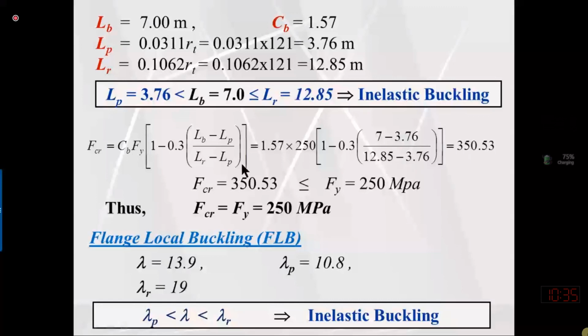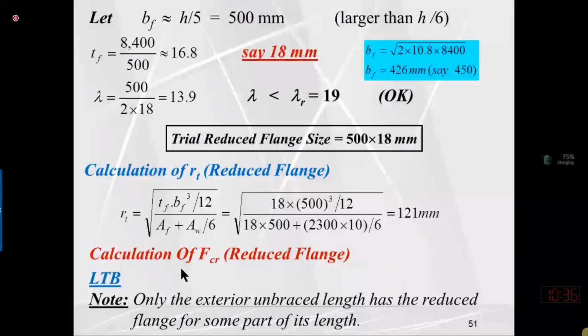The FCR value cannot be more than Fy. Similarly, just like we have discussed, the moment carrying capacity cannot be more than MP. So the failure stress cannot be more than Fy. So we are keeping the FCR value equal to Fy based upon lateral torsion. Okay, now we will check with reference to local buckling. Lambda F value is 13.9, lambda P is 10.8 and lambda R is 19. How did I get this value 13.9? Because I have determined it over here.